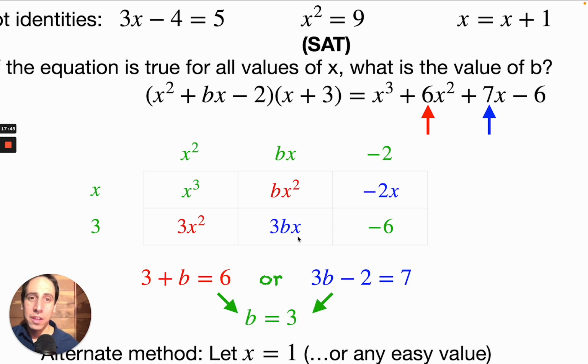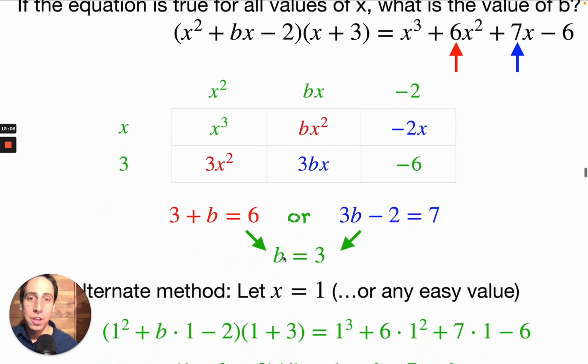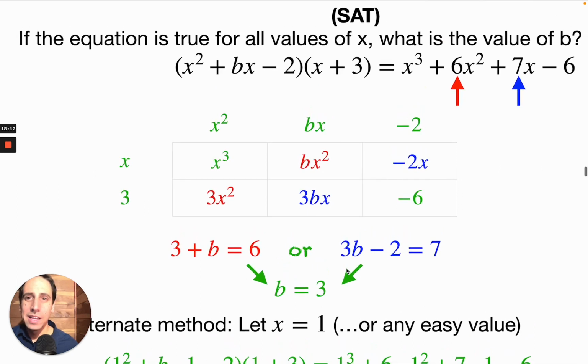Similarly, over here, we'd get 3bx and then minus 2x. And if this were an identity, which we know it is, we'd be able to combine these two together and get the 7x. So therefore, 3b minus 2 should equal 7. It doesn't matter which one of these we choose, we're going to get b equals 3. They both solve to b equals 3. So that's how you do this using identities.